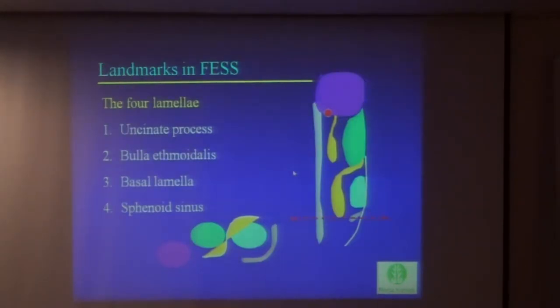And the lamellae, we have the lamellae. Here we have the agger nasi process. Here we are, this is the anterior wall of the bulla, and this is the basal lamella, and this is the face of the sphenoid. Again, in the sagittal cut, we have the agger nasi process, which should be expected. Then the face of the bulla, then the basal lamella, and then the face of the sphenoid.